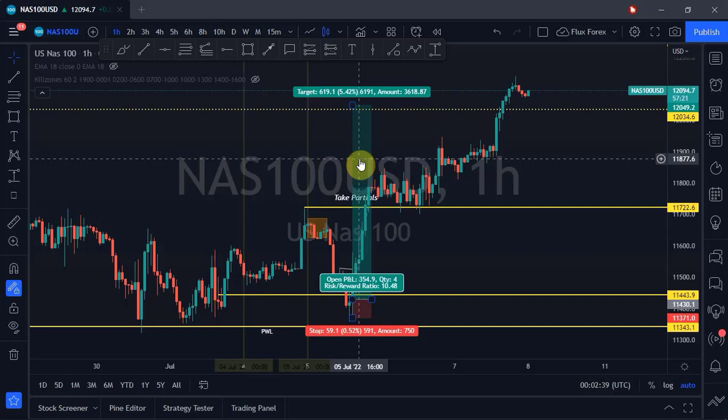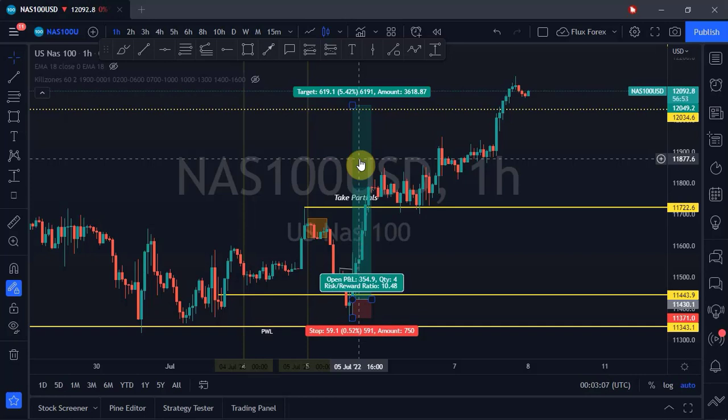So if price took out the sell side liquidity first, then my next draw on liquidity is going to be the buy side. If it took the buy side first, then my next draw on liquidity is going to be the sell side. All right, so literally, this is how I look into price whenever I sit behind my chart.